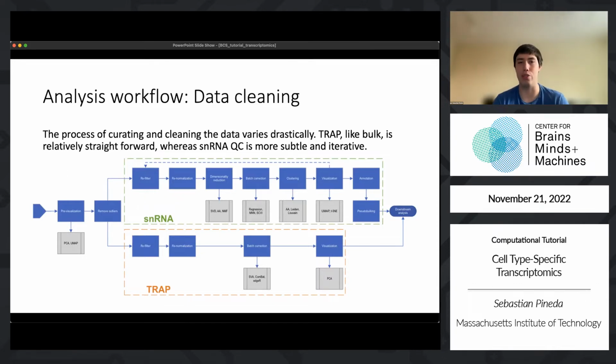The same is not true for single cell. Most of the QC, most of the data cleaning actually happens after those steps. Once you have your counts, once your counts are filtered, then generally you visualize the data. What you see is something very, very ugly. And instead of removing samples, generally, we actually remove individual cells.